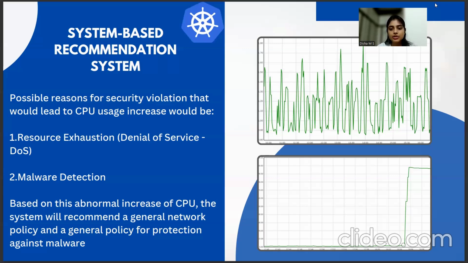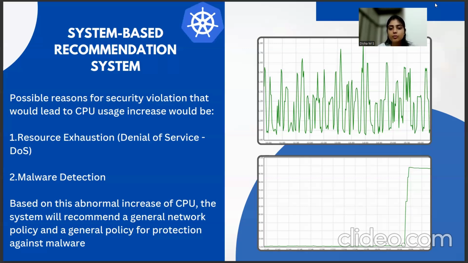Now, malware detection. Another potential cause of increased CPU usage is malware. Malware often operates covertly, consuming system resources without the user's knowledge. The system identifies these anomalies and recommends policies focused on malware protection, such as enhanced monitoring and system isolation.